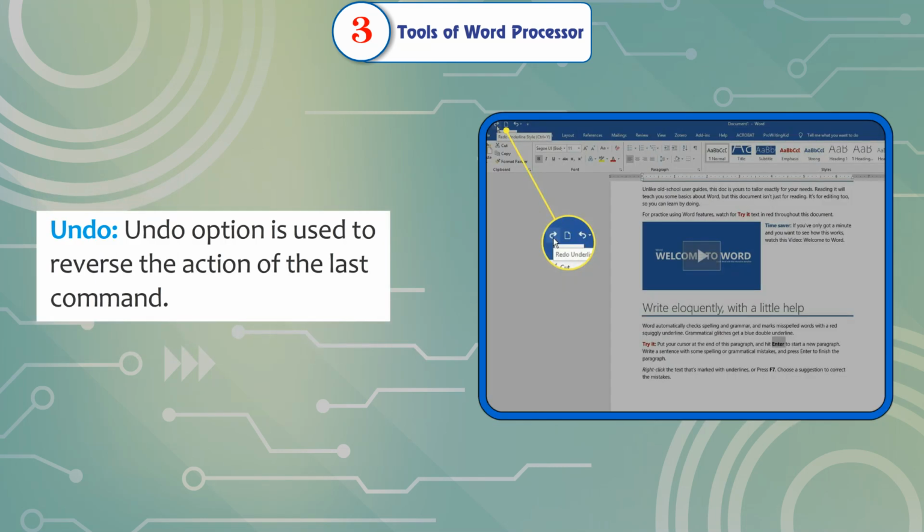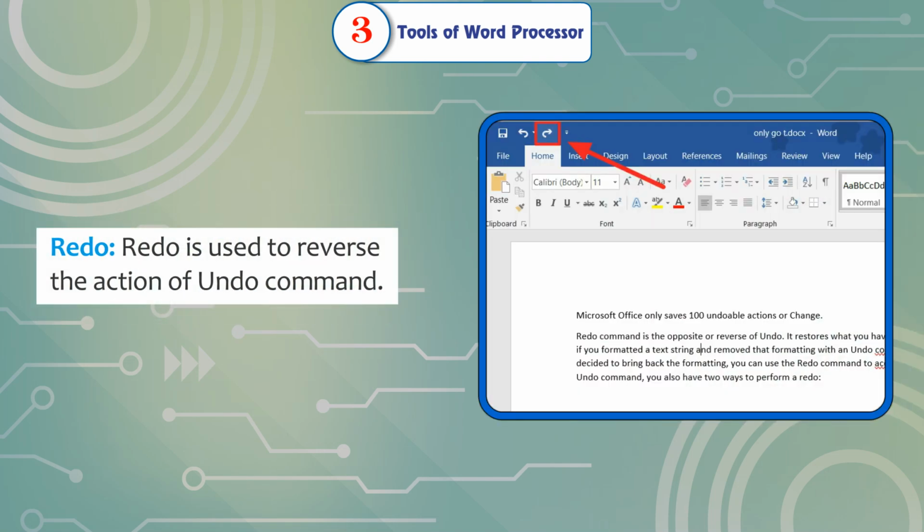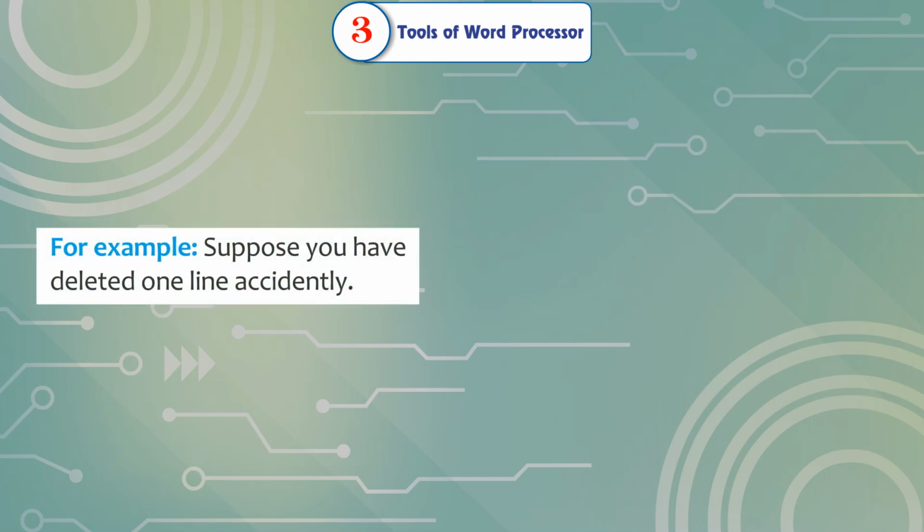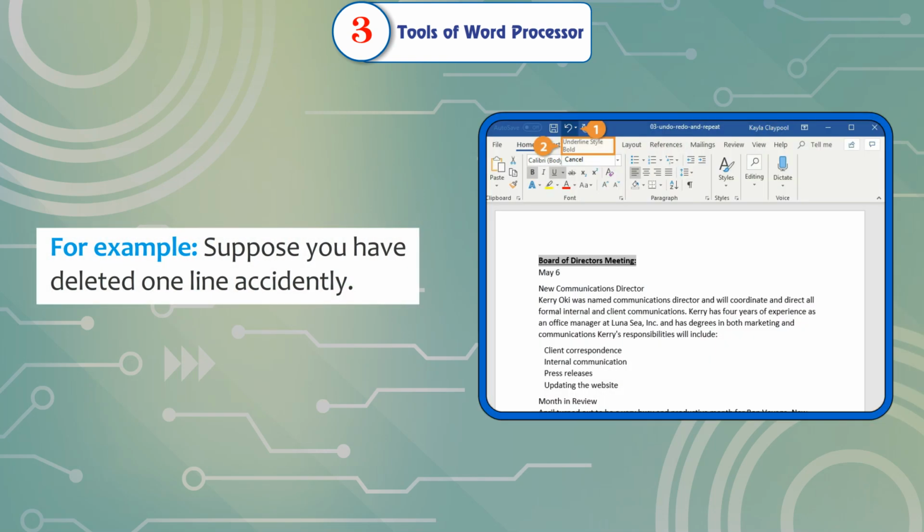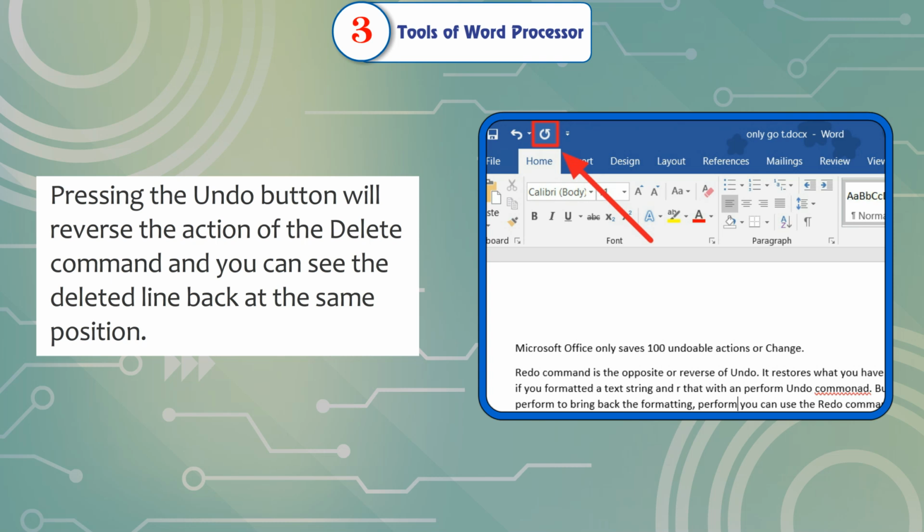Undo option is used to reverse the action of the last command. Redo is used to reverse the action of undo command. For example, suppose you have deleted one line accidentally. Pressing the undo button will reverse the action of the delete command, and you can see the deleted line back at the same position.